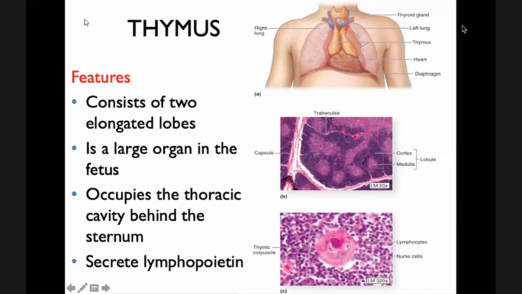Both CD4 and CD8. CD4 are T helper cells and CD8s are cytotoxic T cells, right? This area that you see, these are two lobes of the thymus, 1, 2. This is the heart. It's actually sitting on top of the heart, right? And present in the thoracic cavity, right?